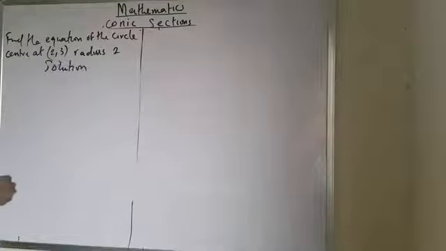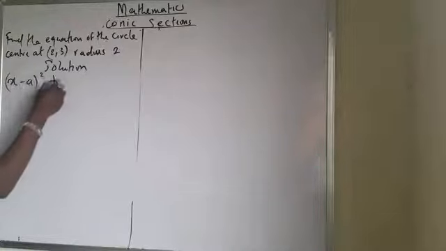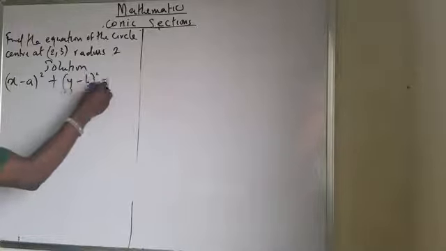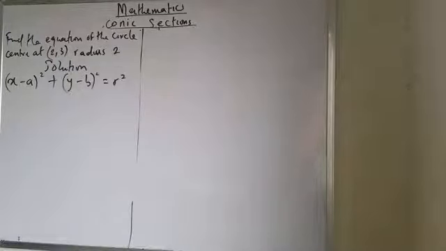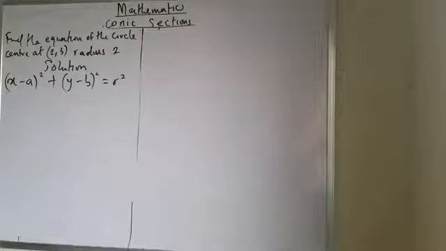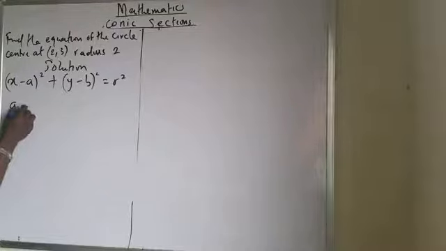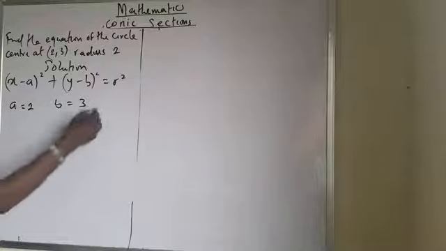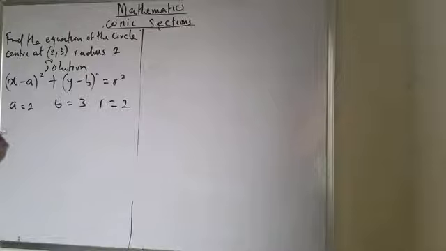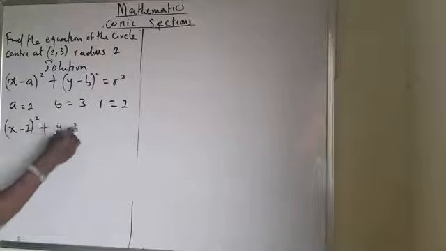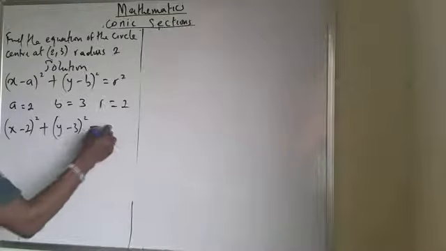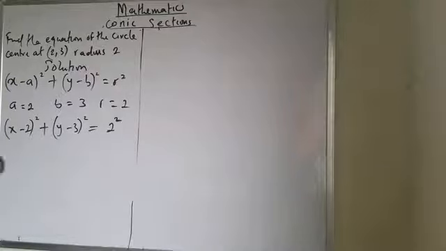When I have this type of question, it means I'm referring to x minus a squared plus y minus b squared equals r squared. Please take note of that. We have done this at the beginning of the class. That is the equation of the circle. Now, my a equals 2, my b equals 3, and my r is 2. So I'll have x minus 2 squared plus y minus 3 squared equals 2 squared.